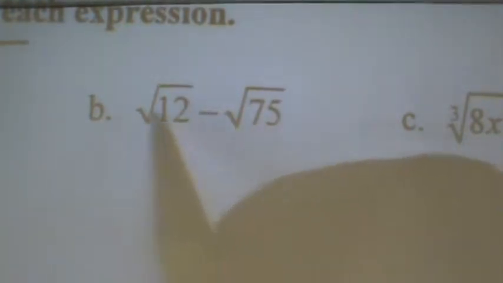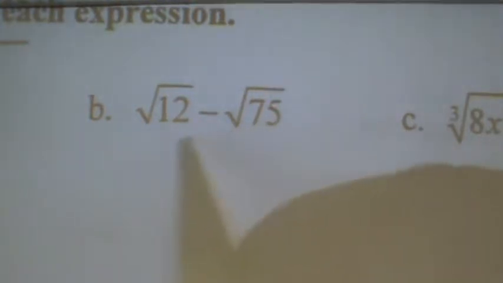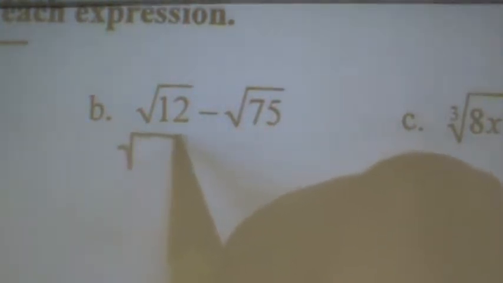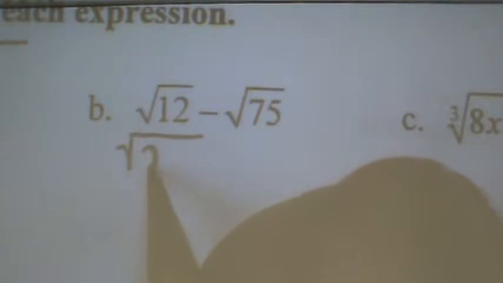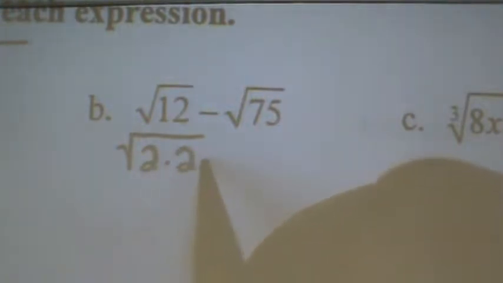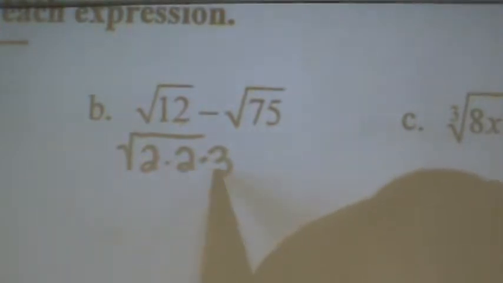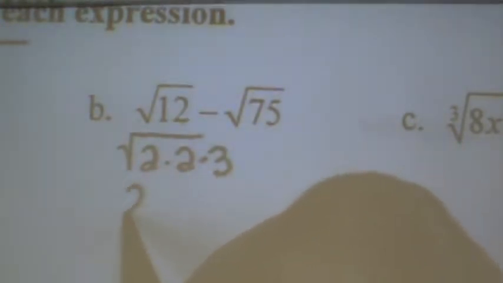How do you add or subtract radicals? What has to be the same? The index and the inside. So they're both square root, that part's fine, but the stuff underneath is not. Can we see if we can get these to be the same? Yes, we can. So 12, does everybody agree, is 2, 2, 3? Yes. Which is 2 root 3.